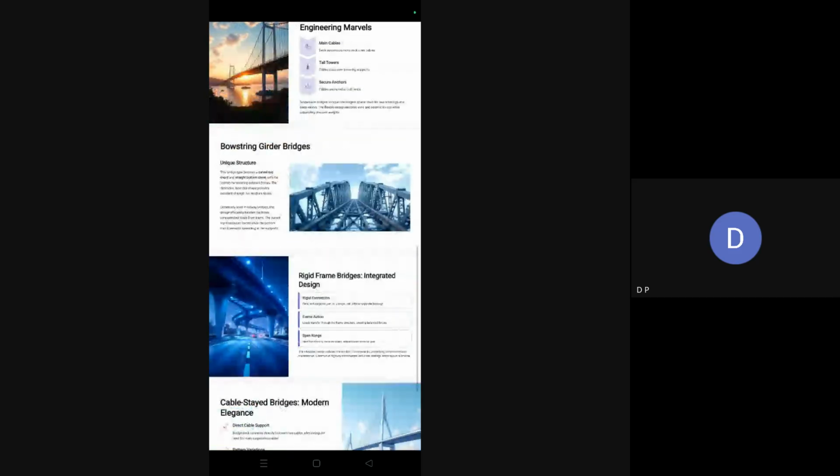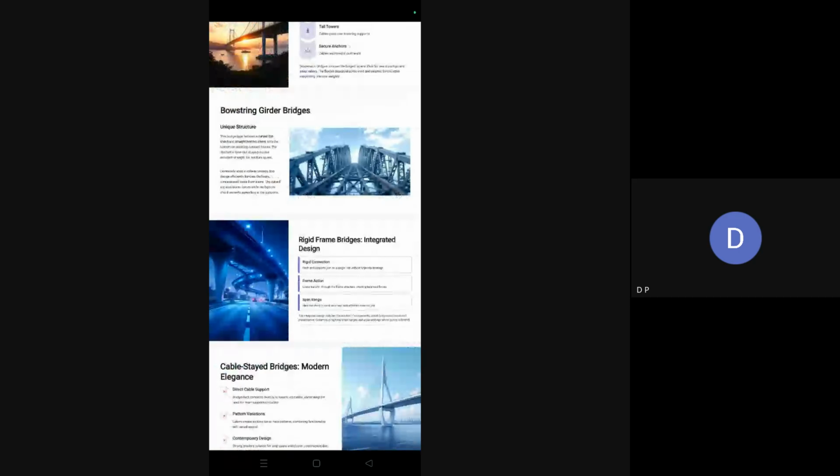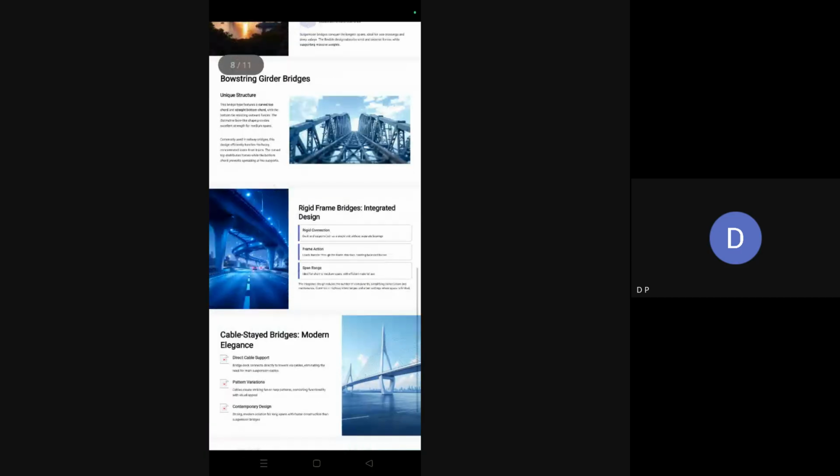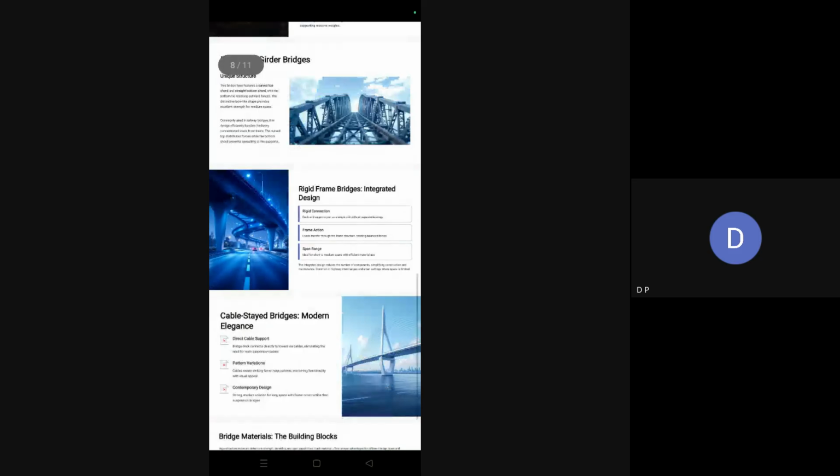Bowstring girder bridge, unique structure. This bridge type features a curved top chord and straight bottom chord, with the bottom tie restraining outward forces. The distinctive bow-like shape provides excellent strength for medium spans. Commonly used in railway bridges, this design efficiently handles the heavy concentrated loads from trains.